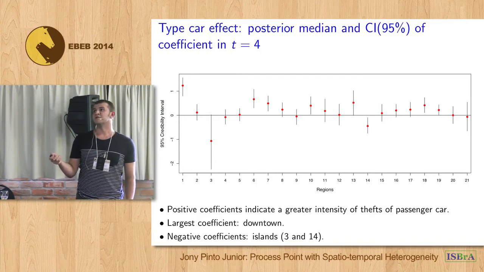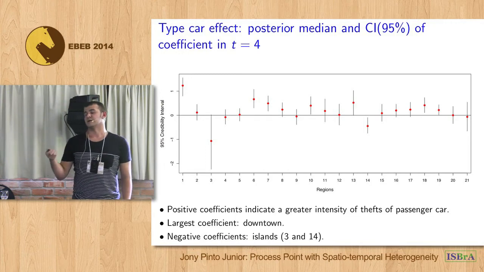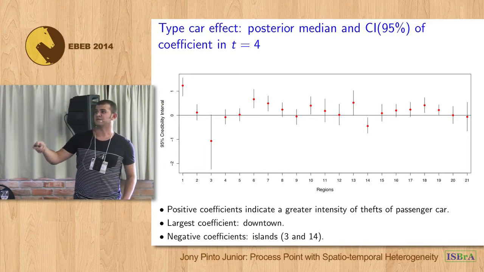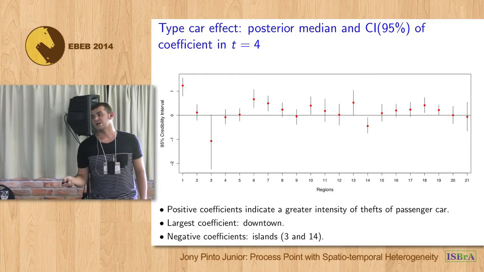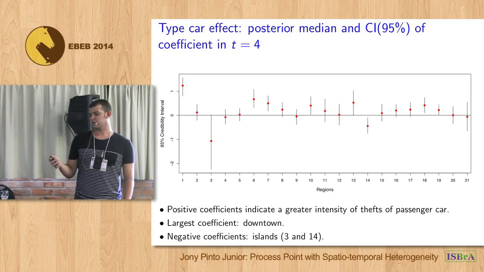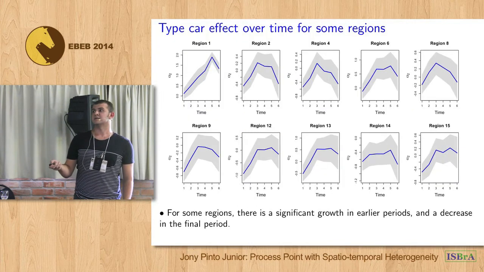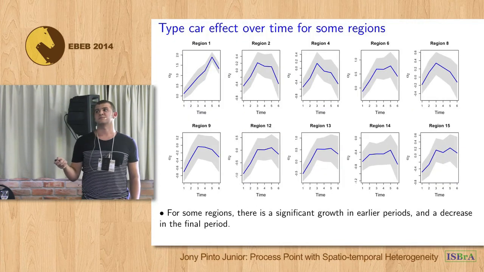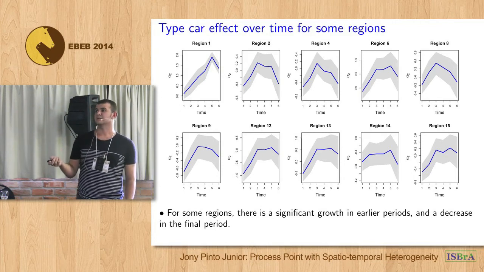We have some results for the car type effect. Again, in one period of time, we have this spatial variation. Positive coefficients indicate a greater intensity of thefts of passenger cars because the reference is non-passenger car. The largest coefficients observed were downtown. And here we have the temporal variation of the car type effect. And again, even considering only 6 periods of time, we have a temporal variation for the effects of this covariate.